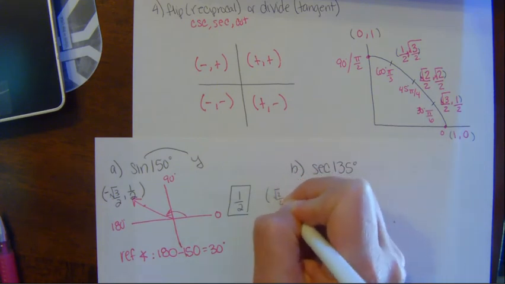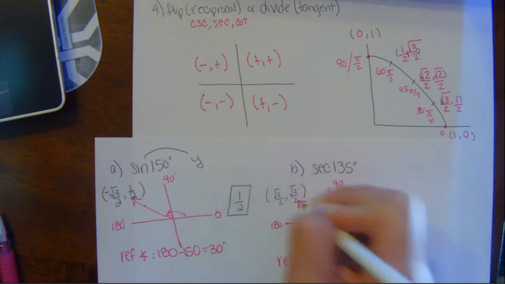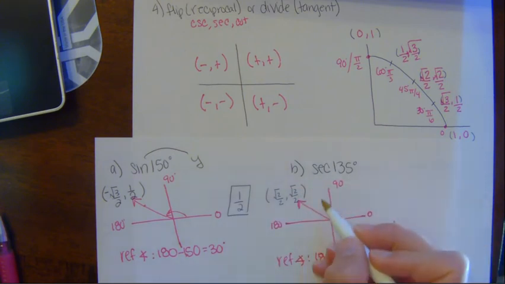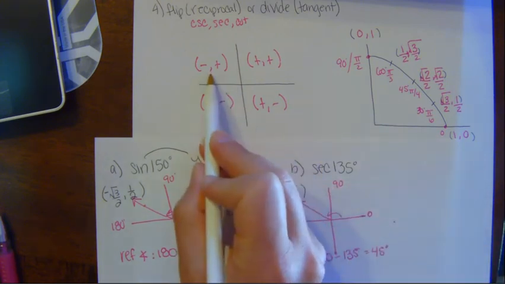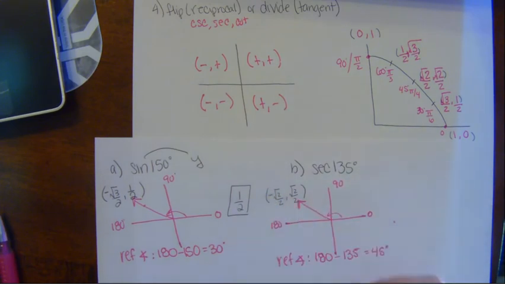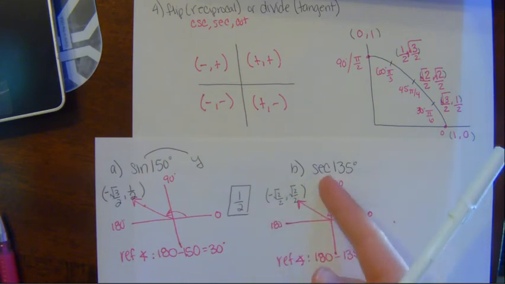So radical 2 over 2, radical 2 over 2. And again, because it's in this second quadrant, I have to make sure I'm matching up my signs. So negative, positive. All right, so I've got my ordered pair. Now this is a secant.